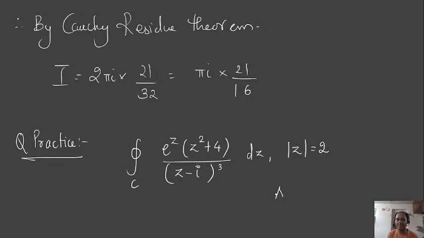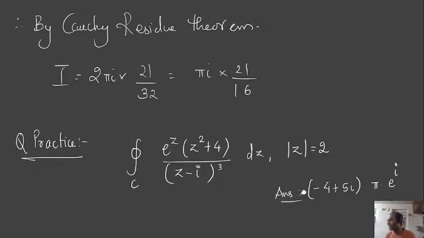So the answer for this question comes somewhere around 4 plus 5 I times pi into e to the power I. This is the answer for this question. So if you do this, you will get to this answer. It's a very non-trivial answer. Okay, so do try this and you will get to know.